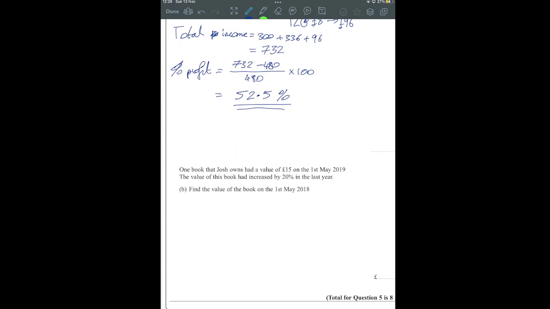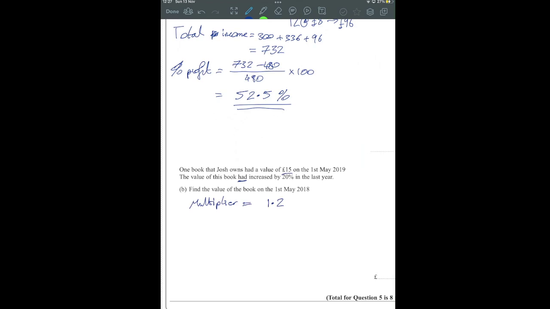Next up, Josh found a book that was worth £15 in 2019. It had increased by 20%. Find the value of the book in 2018. Well, this is a going backwards question. We know in 19, we go back to 18. Well, first up, let's tell the examiner the multiplier. For an increase by 20%, that is a multiplier of 1.2.